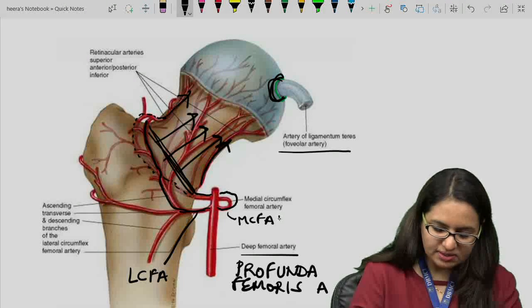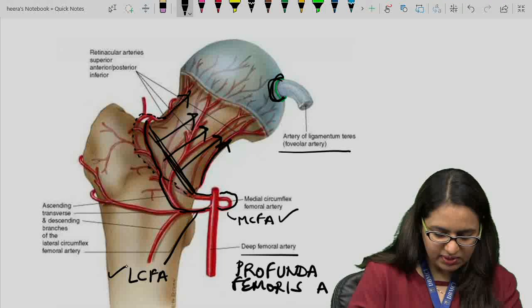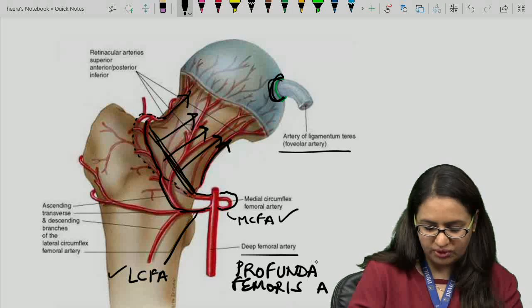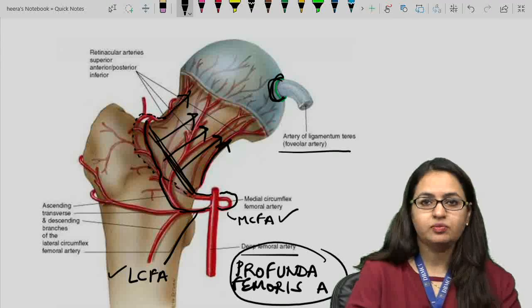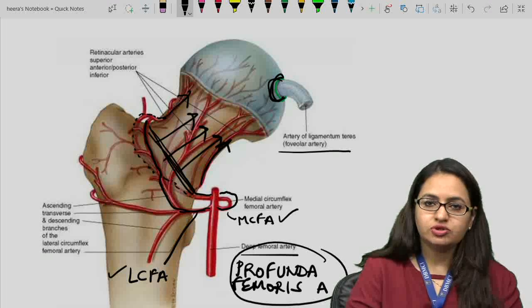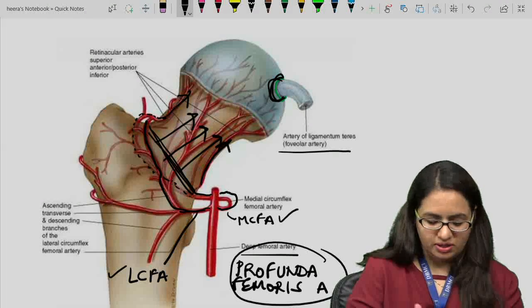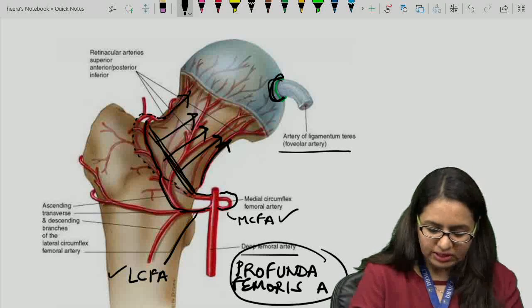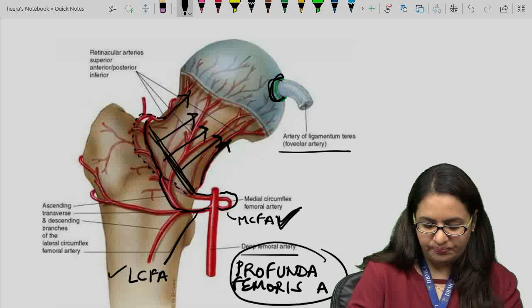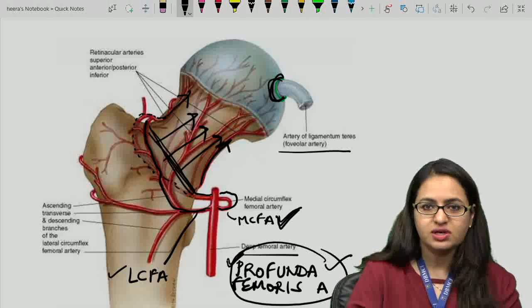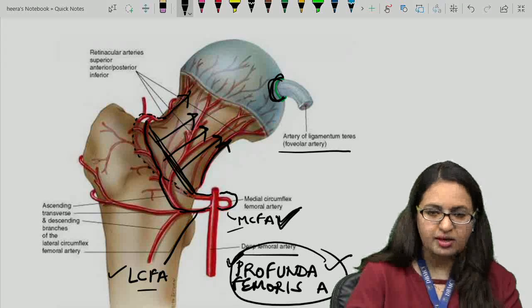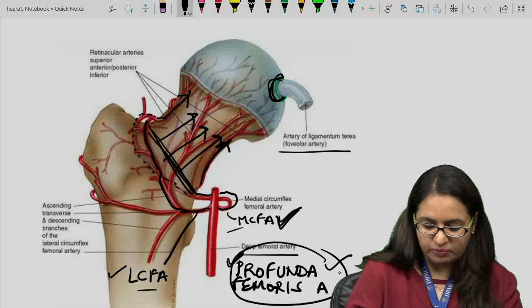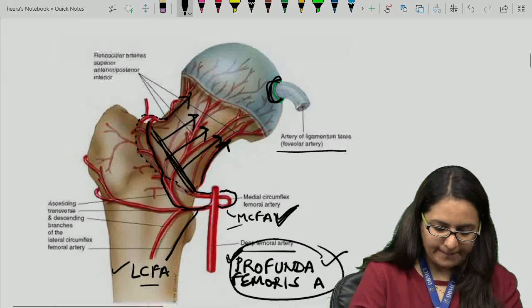Now, over here we can see the medial circumflex femoral artery as well as the lateral circumflex femoral artery, both are branches of the profunda femoris artery. Though the main contribution is by the medial circumflex, a small contribution is also from the lateral circumflex. So, if in the options both the medial circumflex and the profunda femoris are given, we will of course go for the profunda femoris, because these two are branches of the profunda femoris artery only.